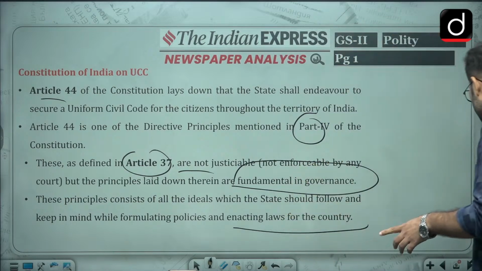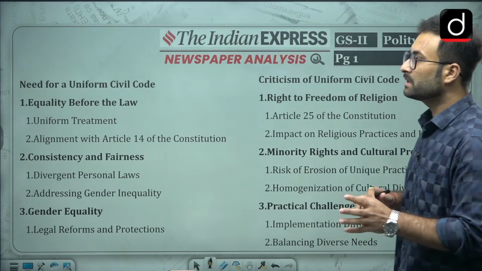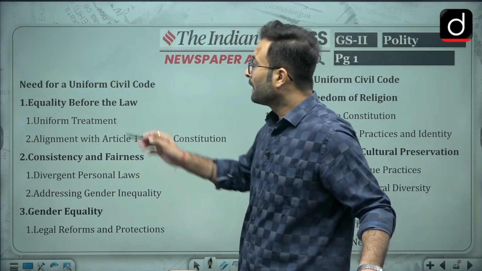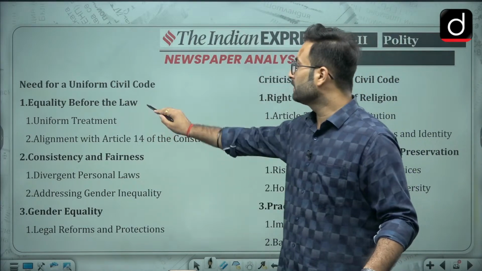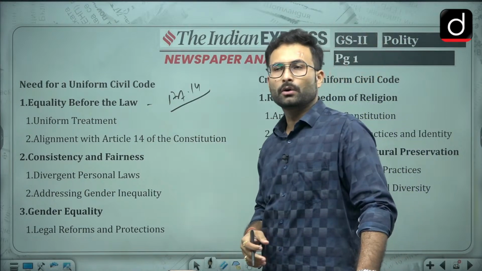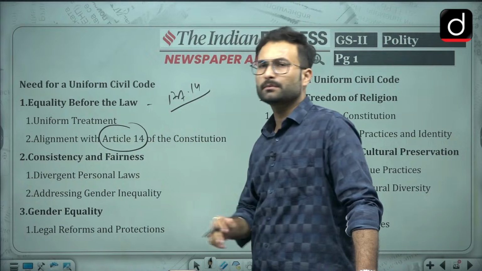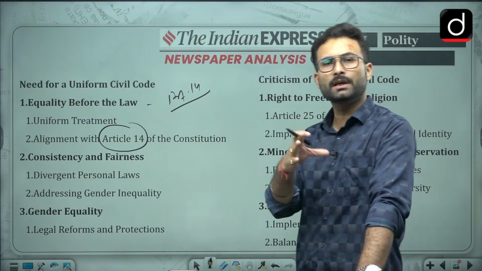Now we have seen the current position and the various laws which are there. Now what is the need of a uniform civil code? Okay, now equality before law. We know that there is Article 14 which talks about equality before law. Okay, so that is one thing because that is given in the Constitution, and for every citizen there should be equal treatment.